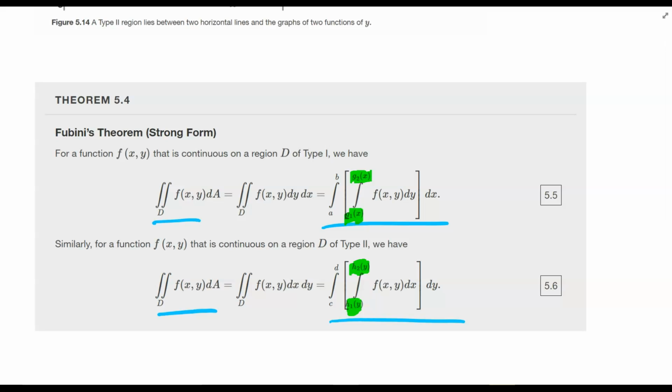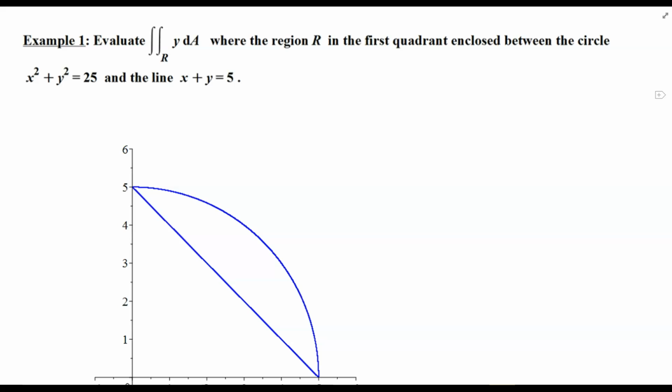One thing to note is the outer limits of integration always have to be numerical. So what I just highlighted in yellow there has to be numerical constants. Alright, we're going to look at an example in this video to finish this up.